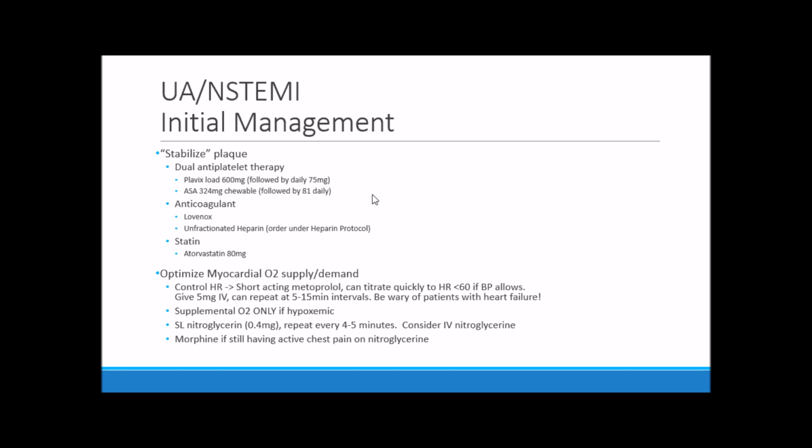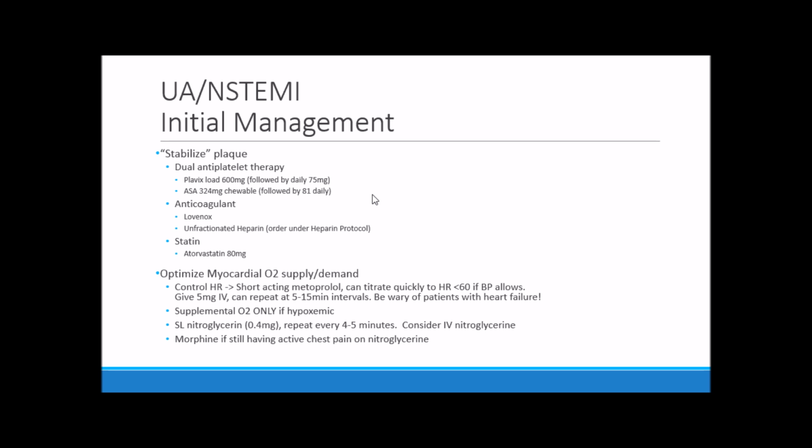Then you want to optimize the myocardial supply-demand curve, okay? And you can do that by controlling the heart rate. You want to use IV beta blockers when you're sort of fine-tuning. You can give small doses of IV metoprolol, like 2.5 or 5 milligrams, and you titrate it quickly down to 60. You have to watch the blood pressure. And after that, you can start giving oral, okay? But you do have to watch out for heart failure.